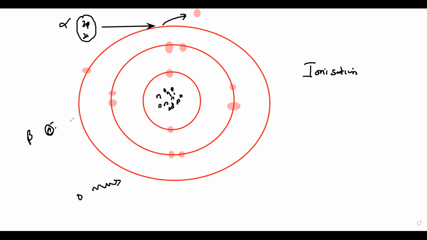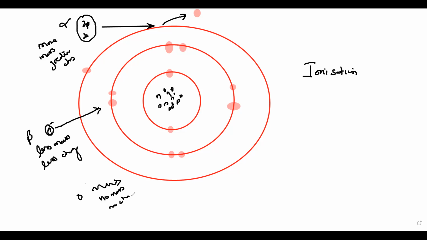But when we see beta, beta has less mass and a smaller charge. Alpha has more mass and a greater charge. And gamma is actually energy, electromagnetic radiation, so it does not have any mass and it does not have any charge.